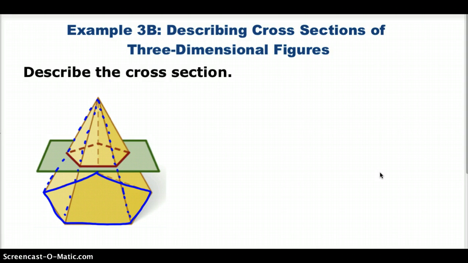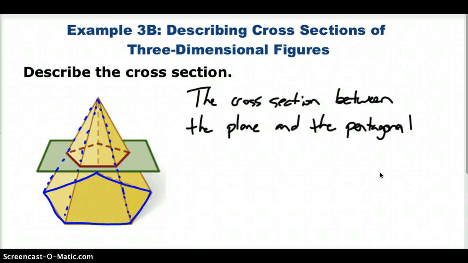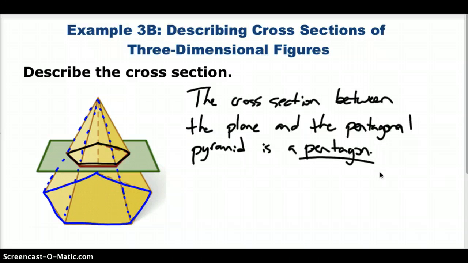Okay, so what I'm going to say now is the cross section between the plane and the pentagonal pyramid is a pentagon. Okay, obviously we can see this red part here. It's 1, 2, 3, 4, 5 sides. It's a pentagon, right? So that's what's formed by the cross section.